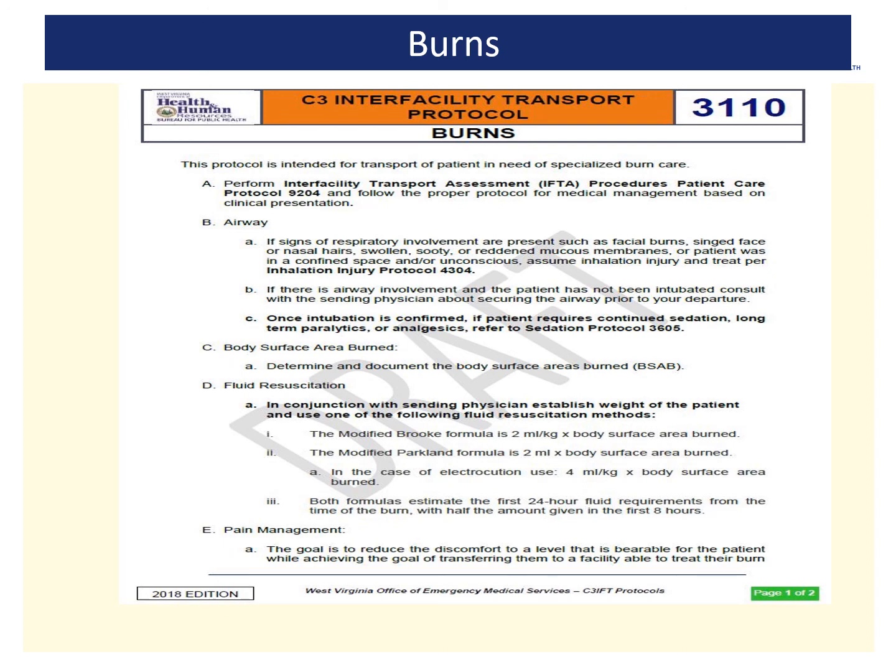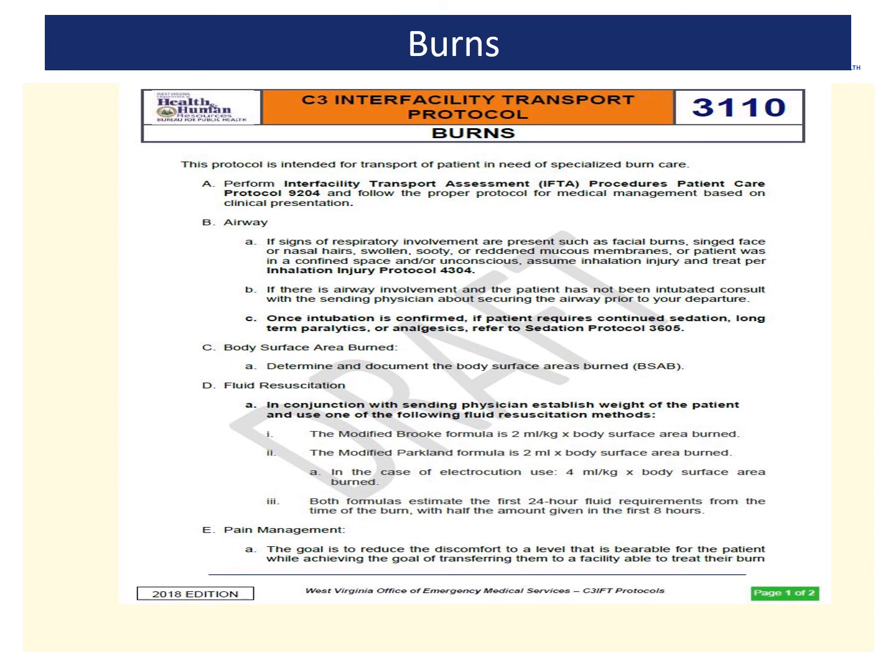Airway. If signs of respiratory involvement are present, such as facial burns, singed face or nasal hairs, swollen, sooty, or reddened mucous membranes, or the patient was in a confined space and/or unconscious, assume inhalation injury and treat per inhalation injury protocol 4304. If there is airway involvement and the patient has not been intubated, consult with the sending physician about securing the airway prior to your departure. Once intubation is confirmed, if the patient requires continued sedation, long-term paralytics, or analgesics, refer to the sedation protocol 3605.